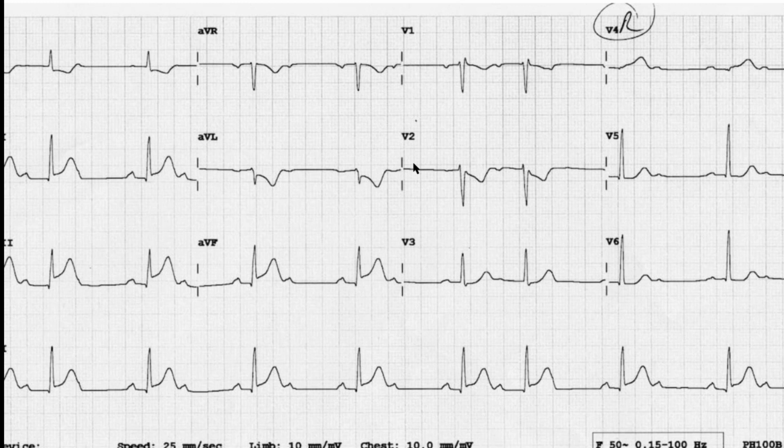Next is axis. For axis we look at the direction of the QRS complex in lead 1 and lead AVF. In lead 1 you can see that the QRS complex is positive. Similarly, in lead AVF the direction of the QRS complex is upwards. So by applying the rule of thumb, the axis in this case is normal axis.